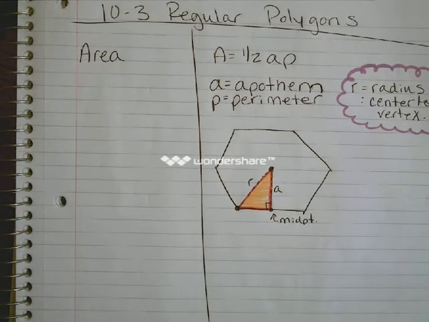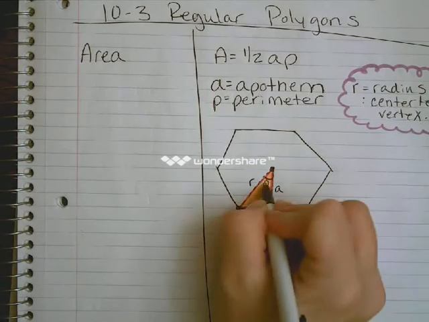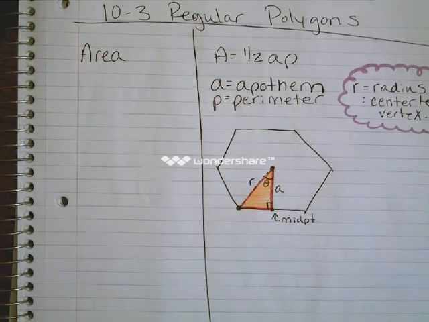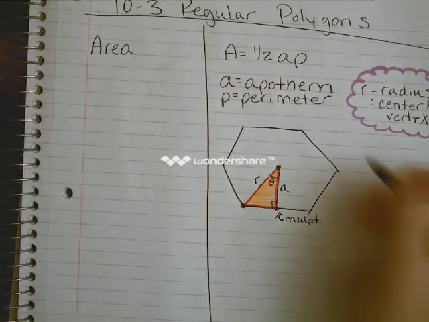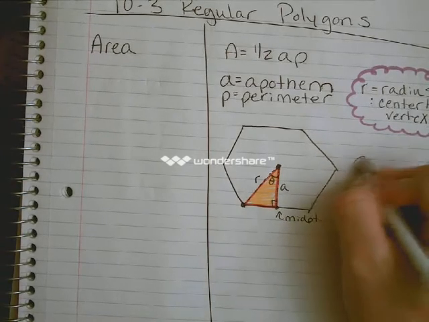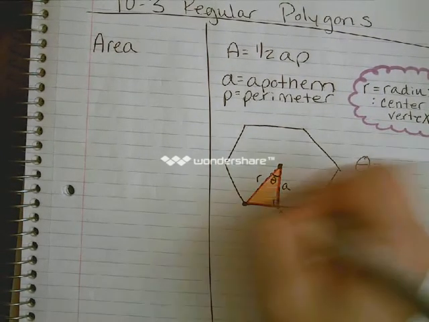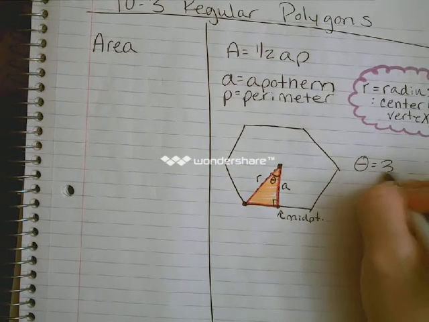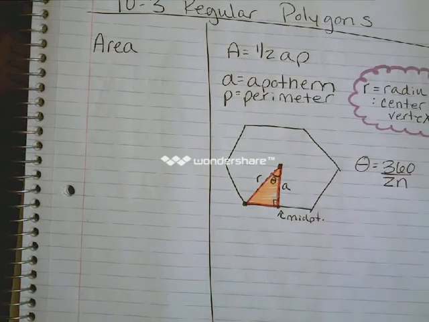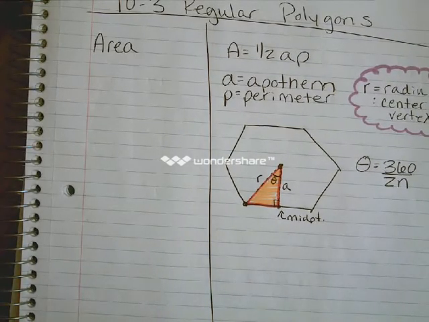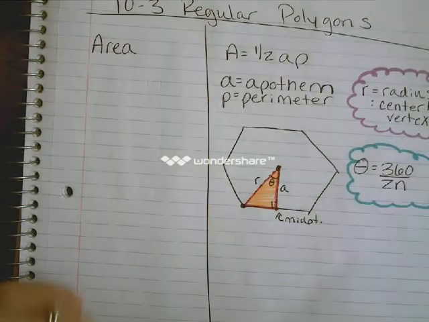Okay, this angle right here is going to be very important. That angle is always going to be 360 divided by twice the number of sides. Again, this is going to be very important in this chapter.